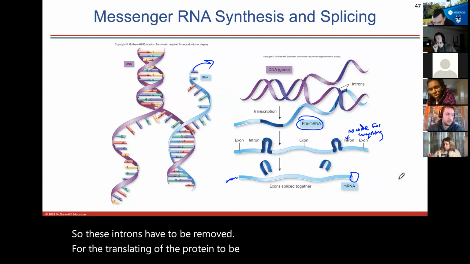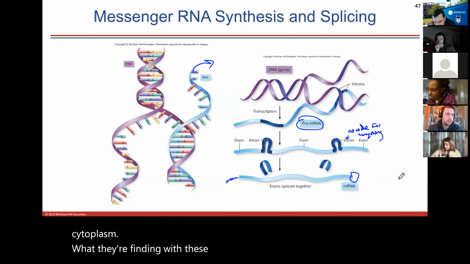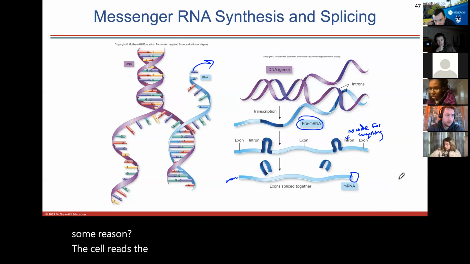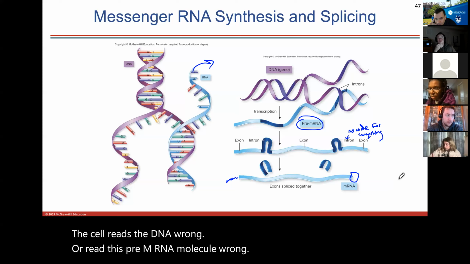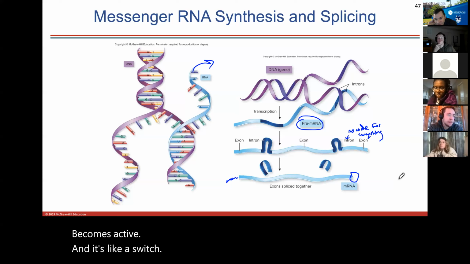These introns have to be removed for the translating of the protein to be done properly within the cytoplasm. What they're finding with these introns is kind of interesting: if for some reason the cell reads the DNA wrong, or reads this pre-mRNA molecule wrong, then all of a sudden that intron becomes active. And it's like a switch. And it codes other proteins within the little exon segments to turn on or off.